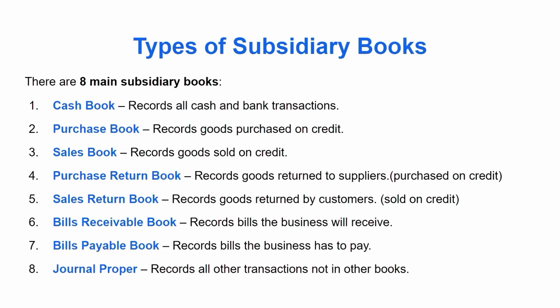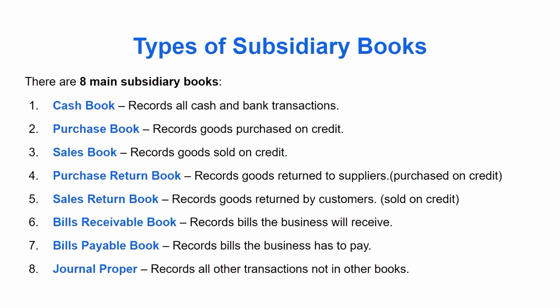So these are 8 types of subsidiary books. Cash book records all cash and bank transactions. Purchase book records goods purchased on credit. Sales book records goods sold on credit. Purchase return book records goods returned to suppliers that were purchased on credit.